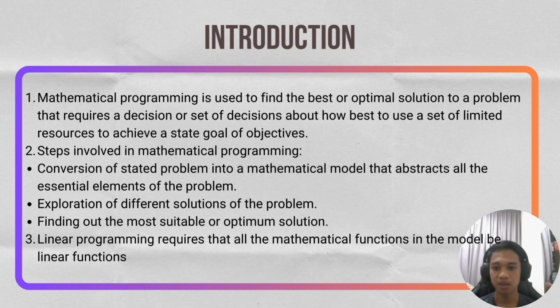Number two, steps involved in mathematical programming. Conversion of the stated problem into a mathematical model that abstracts all the essential elements of the problem. Exploration of different solutions of the problem, and then finding out the most suitable or optimum solution. And lastly, number three, linear programming requires that all the mathematical functions in the model be linear functions.